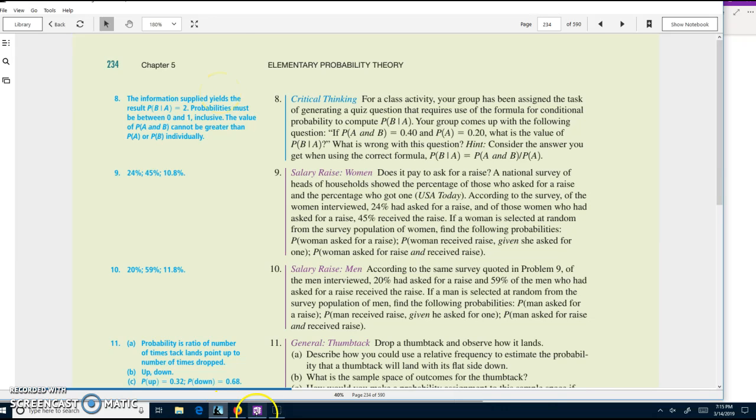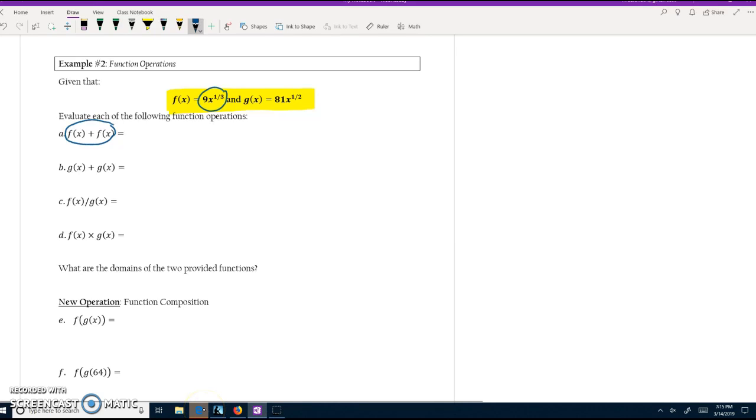So my f of x is this 9x to the 1/3 power. So I'm going to take 9x to the 1/3, and I'm going to add another 9x to the 1/3. Now these are like terms, so I can just combine them together. 9 plus 9 is going to give me 18x to the 1/3.